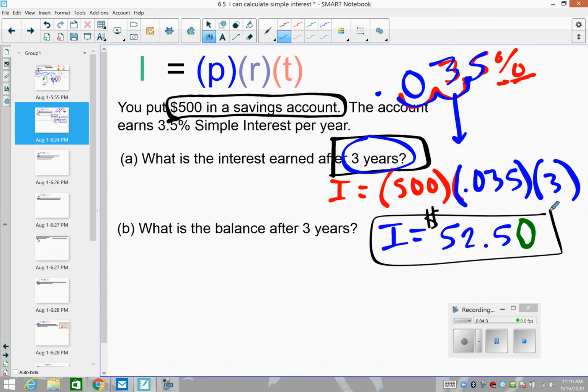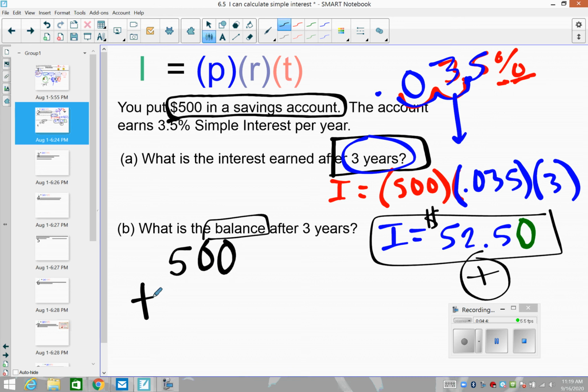All right, so that's how much you earn. This is good money. This is positive earned money because it's a savings account over the course of 3 years. So balance means how much do you have now? It's the $500 that you started with. You get all that money back, that's your savings account, plus the $52.50, which means your balance would be $552.50.